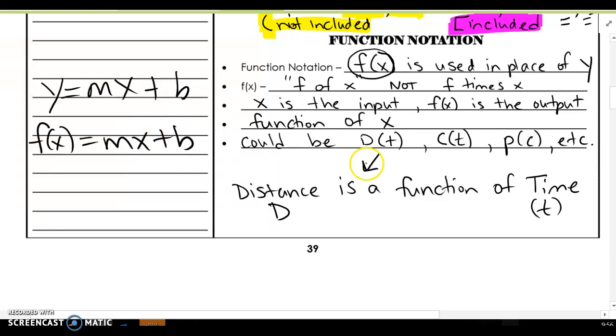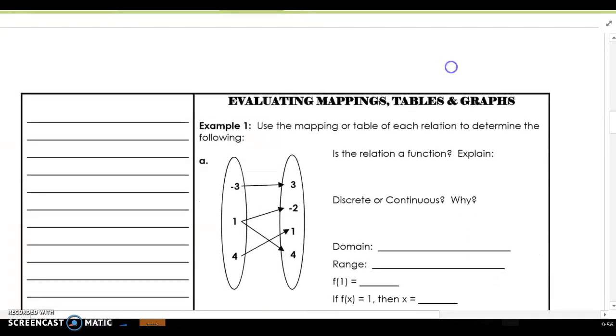It could be f, it could be d, it could be c, it could be t. Any of the variables could change. For example, a very common one would be d of t, because we know d represents distance, t represents time, and distance is a function of time. Let's look at some examples.